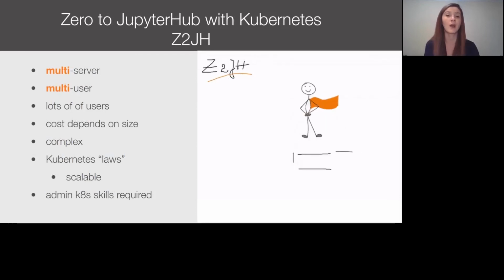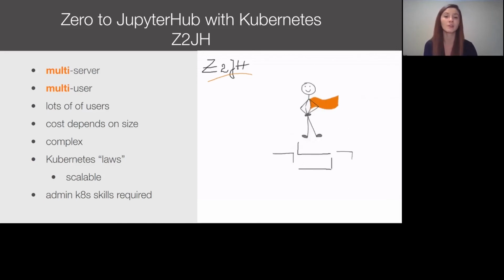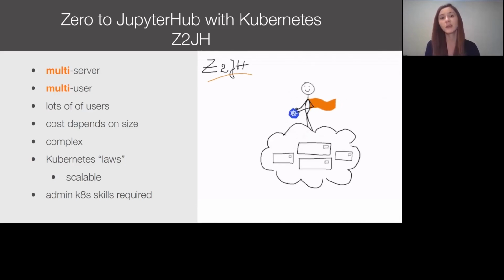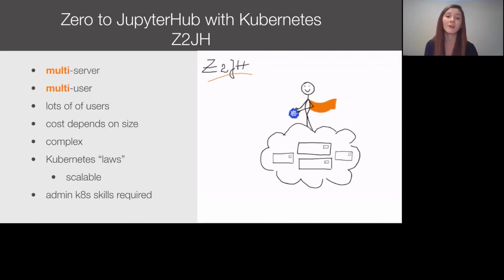is Zero to JupyterHub with Kubernetes, and it can support lots of users. This is mainly because it deploys JupyterHub on multiple servers in the cloud, and these servers operate under the Kubernetes laws. So this makes it extremely scalable and robust. The infrastructure maintenance cost depends on the actual size of the cluster, which in turn depends on the number of users you want your hub to support. So although much easier to deploy than doing it from scratch, it still requires a bit of Kubernetes prior knowledge and understanding. This is mostly because the underlying infrastructure is a bit more complex than it was for TLJH.